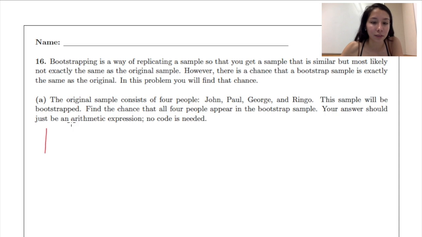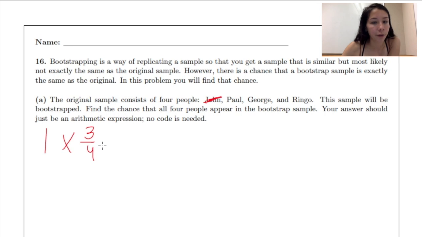And once we get the first person, let's say we get John, then we want to find the chance that we're going to get Paul, or any of the other 3 that we haven't already chosen. So the chance that we're going to get one of the other ones is going to be 3 out of 4, because there's 3 people left that we could get that would still result in the correct combination.